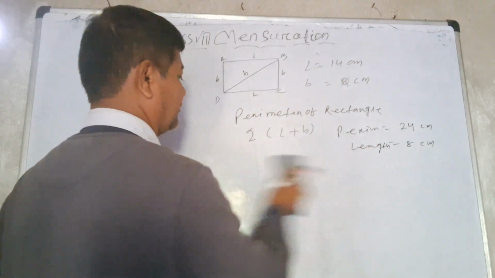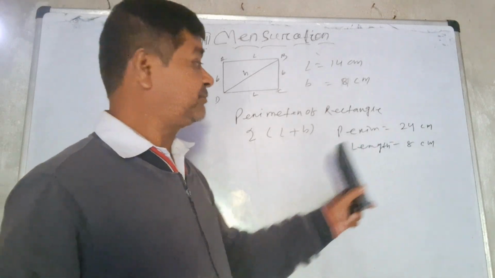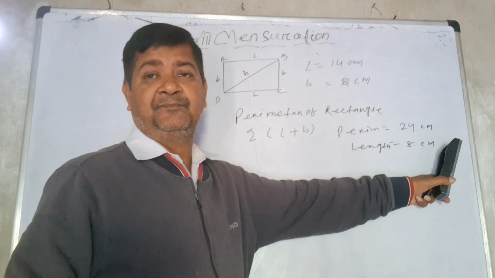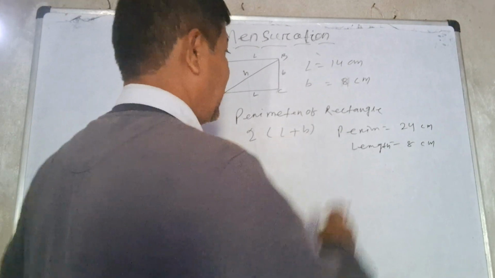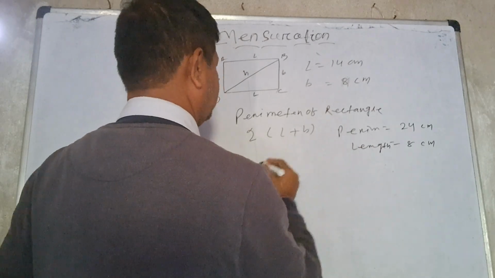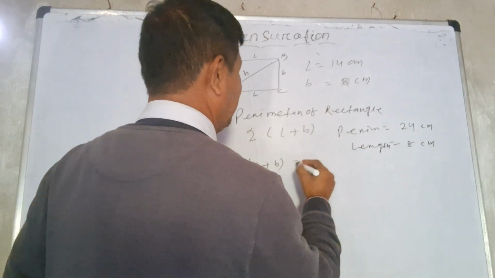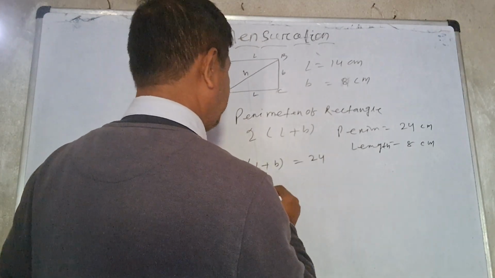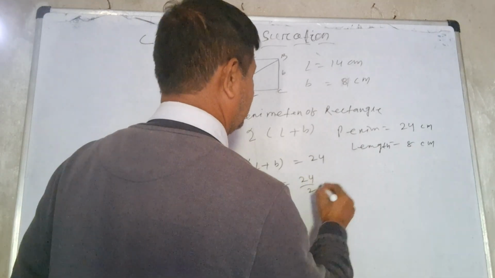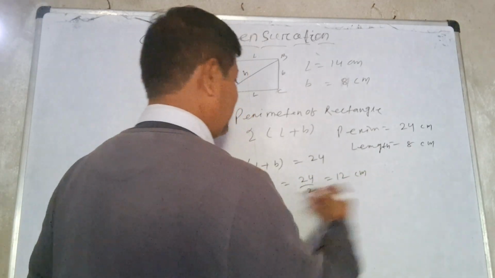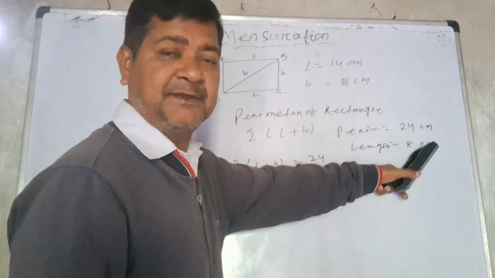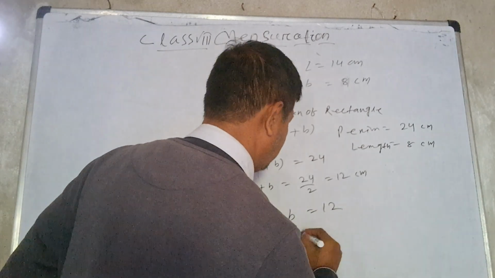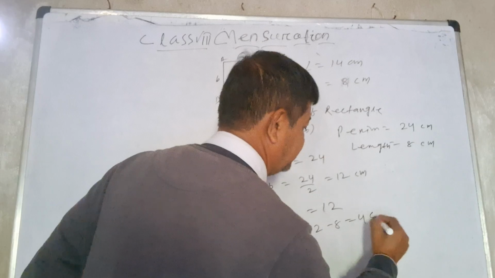Then first we will find the value of the breadth. Then the area of this rectangle. How can we find it? 2 into L plus B is the formula. Perimeter of the rectangle equal to 24. L plus B equal to 24 divided by 2, 12 cm. L is given 8. 8 plus B equal to 12. Then B equal to 12 minus 8 equal to 4 cm.